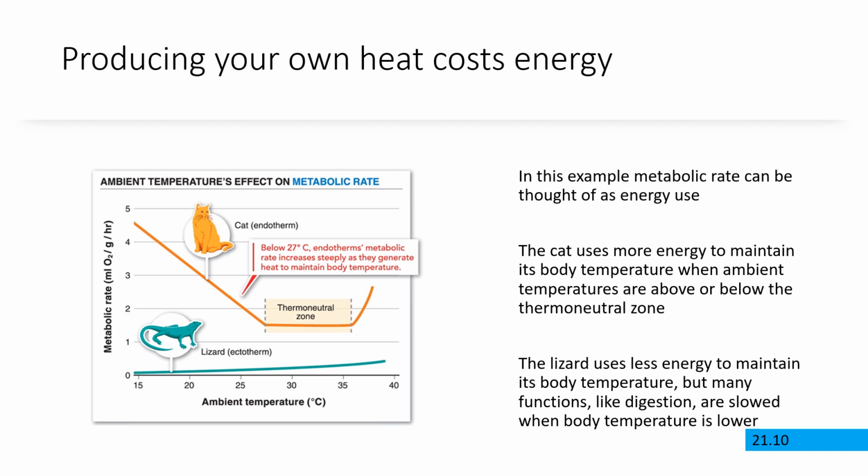However, it can't use much energy at all when it's very cold, which also probably means it can't move around very much. For the cat, though, as it gets colder, it has to use a lot more energy to generate heat and maintain its body temperature. The same thing happens if the temperature gets too high.